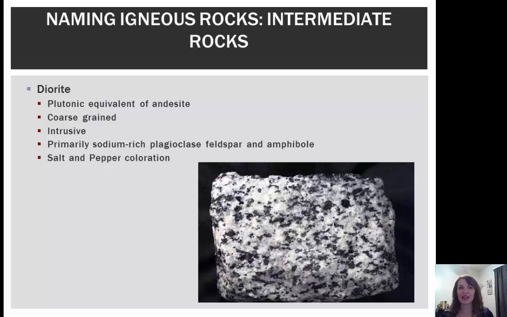Next is diorite. So it's the plutonic equivalent of andesite, which means it is the intrusive equivalent of andesite. So if this magma was extruded onto the Earth's surface, it would be an andesite and not a diorite. It's coarse grained, which means it's phaneritic. Again, it's intrusive. It primarily has sodium-rich plagioclase and amphibole, and it has that salt and pepper coloration.